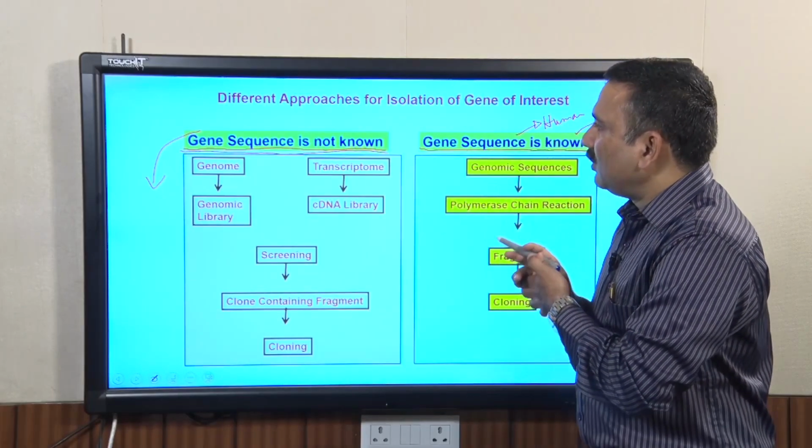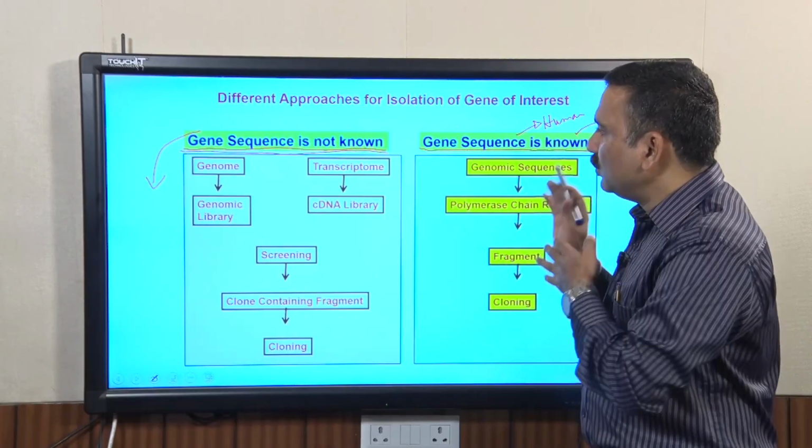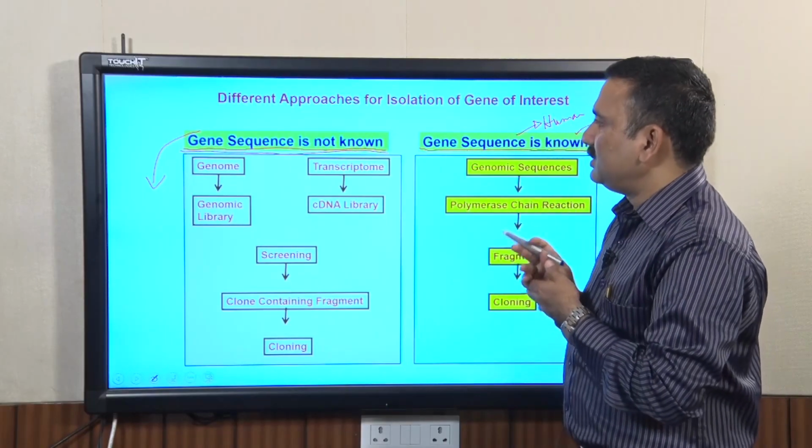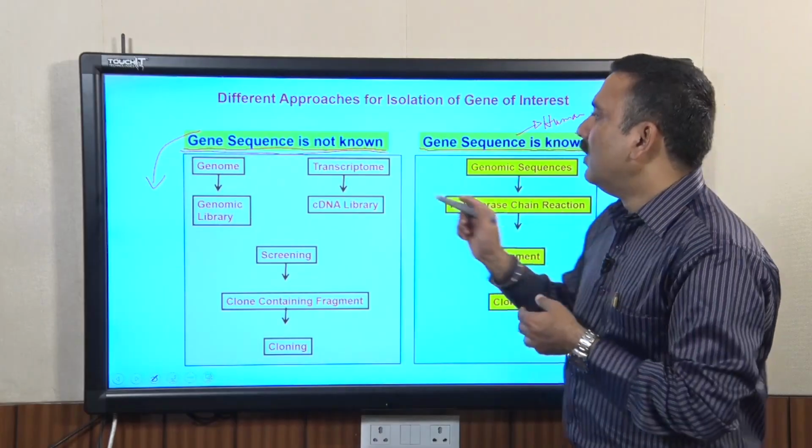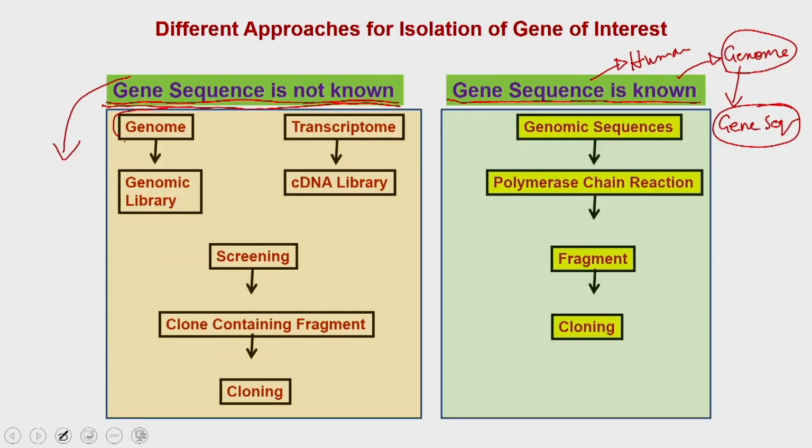So, in this particular approach you have two sources to isolate a gene sequence. One, you can isolate from the whole genome, or the other pool is that you can use the transcriptome. Transcriptome is nothing but the collection of the messenger RNA.